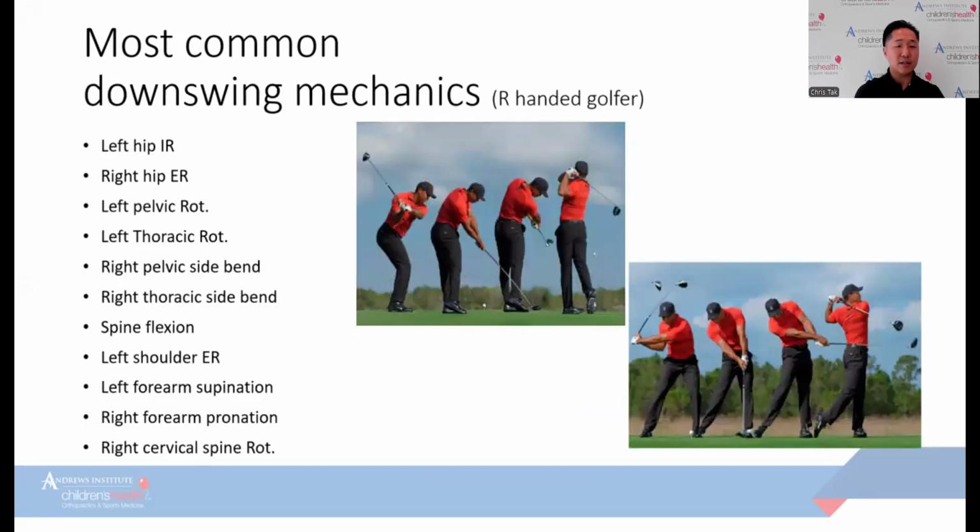So we're going to look at the downswing mechanics. This is going to be the exact opposite of what you saw from the backswing. So as you are coming down, now the left hip is going to go into an internal rotation. And then, of course, the right hip goes into an external rotation. And you have your left pelvic and thoracic rotation that happens. And of course, on the opposite side, the right side, will have the side bend that occurs. And instead of extension you have spine flexion, and you have your left shoulder external rotation, left forearm supination, right forearm pronation, right cervical rotation.